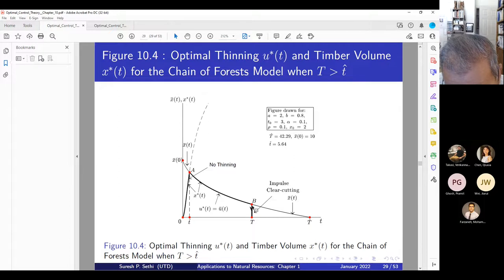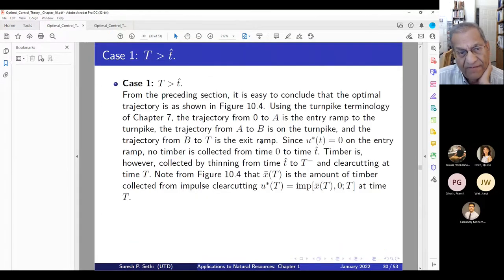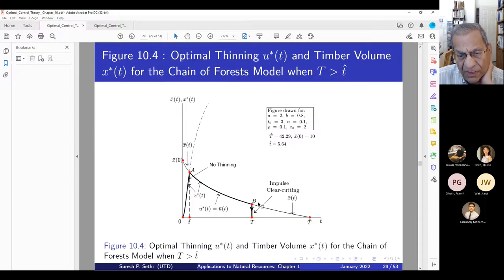When the dynamics changes along the path, you have to use the formula of limit to find out the cost of the impulse. We don't need that right now, although in the exercise you're asked to prove that the impulse gives you exactly this amount of timber. So this is the case where t is bigger than t hat. I mean, this optimal t is bigger than this t hat.